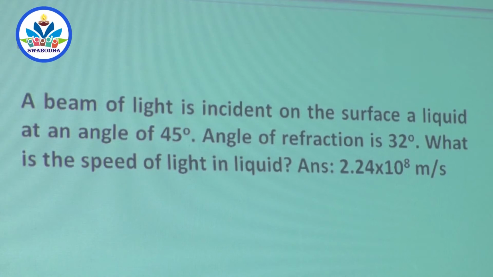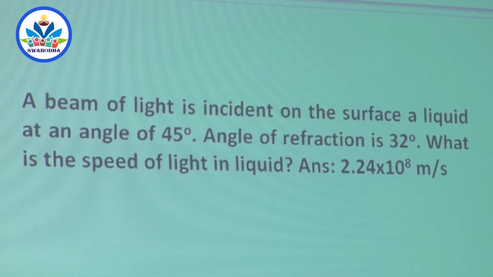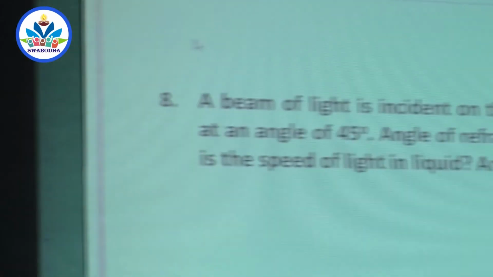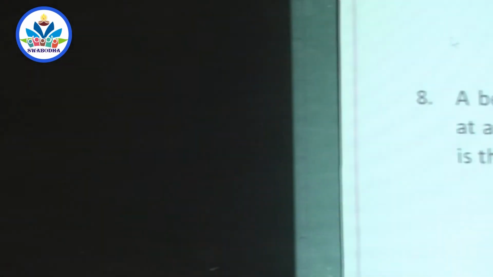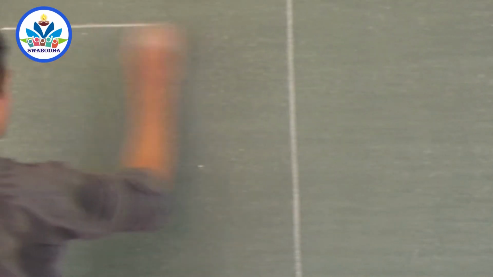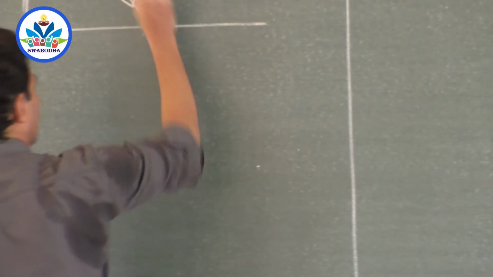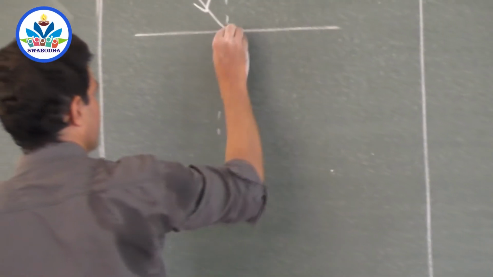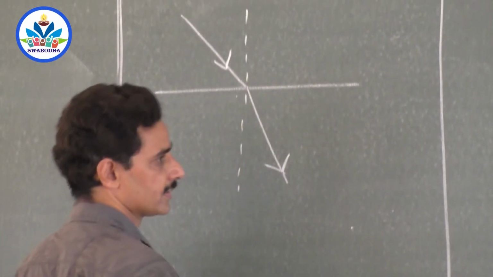Okay, take the paper, right, and try to solve this. Now if you come back to the board, beam of light is incident on the surface of a liquid at an angle of 45 degrees. Hope you have not forgotten what is sine 45. So it undergoes refraction like this. This is 45.